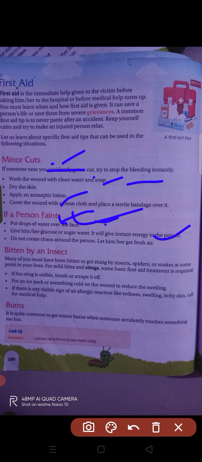So you have to put some drops of water on their faces. Next one is just give them glucose or sugar water, OK. Next one is don't create any chaos, don't cause any discomfort around them, OK. Let them get some fresh air around them, OK.